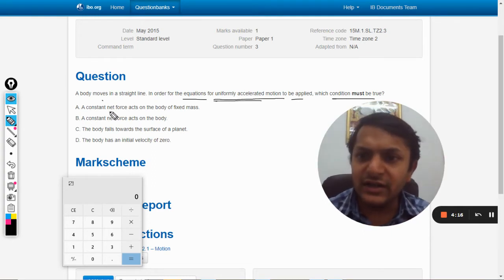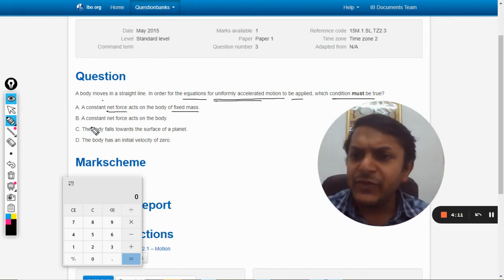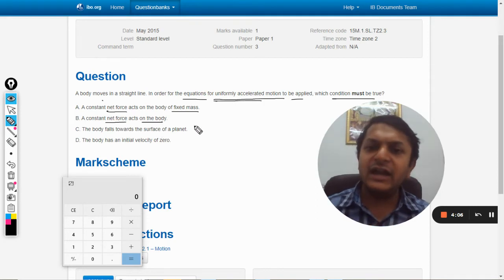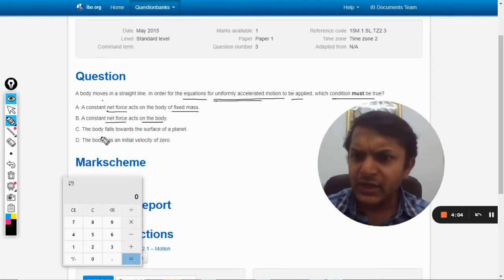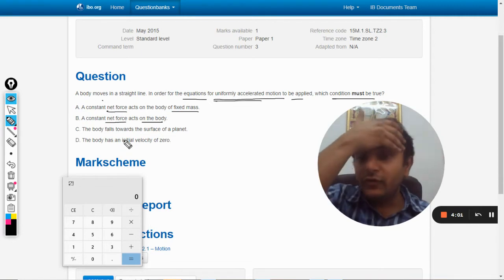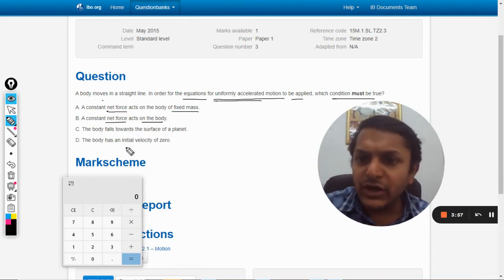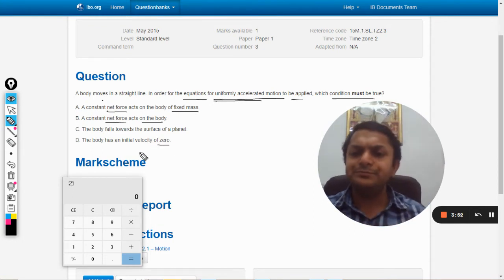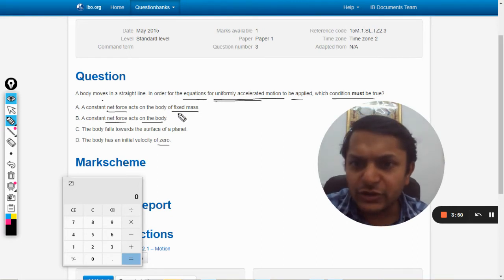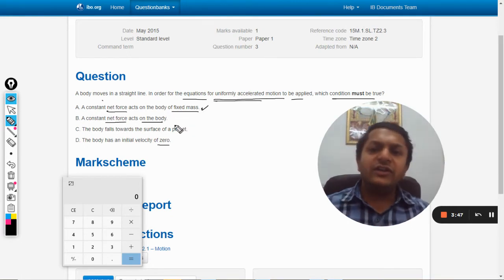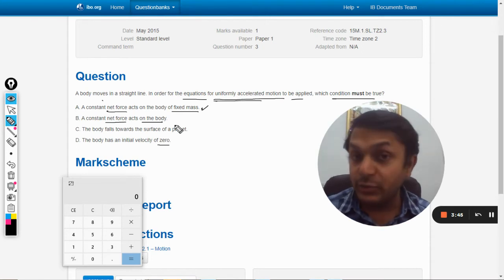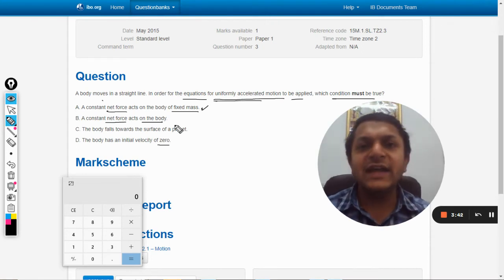Option A: a constant net force acts on a body of fixed mass. Option B: a constant net force acts on the body, and this option is not talking about the mass. Option C: the body falls towards the surface of a planet. Option D: the body has an initial velocity of 0. See, generally we just assume that the mass of the body is fixed, but it is not that obvious.